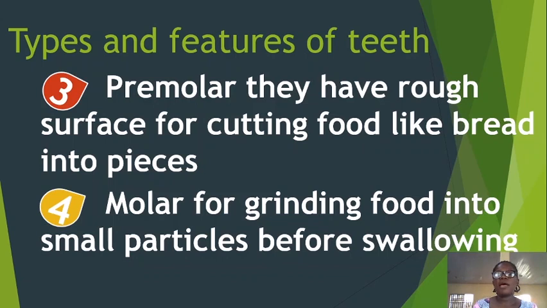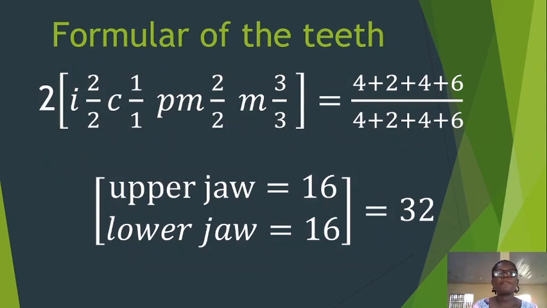The premolars have a rough surface for cutting food like bread into pieces, and come immediately after the canine. Then the molar comes immediately after the premolar, which is located at the jaw. The molar is for grinding food into smaller pieces before swallowing. So that means the molar helps you to grind your food before you swallow.